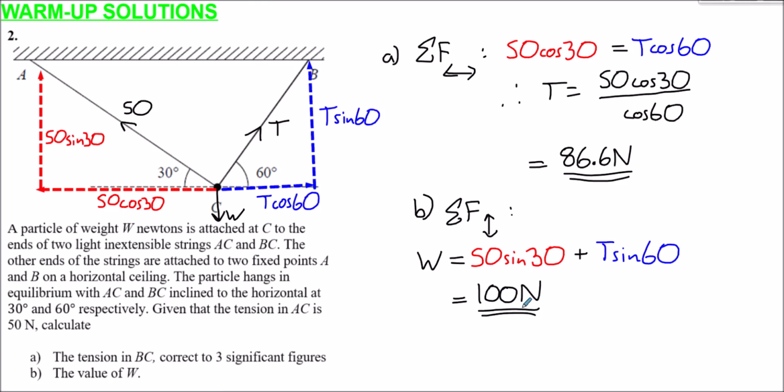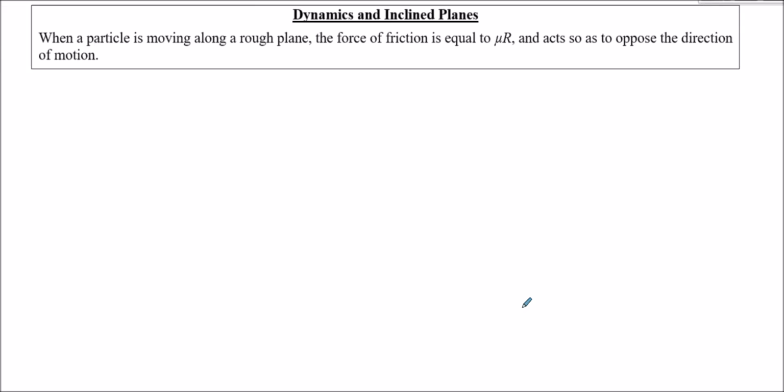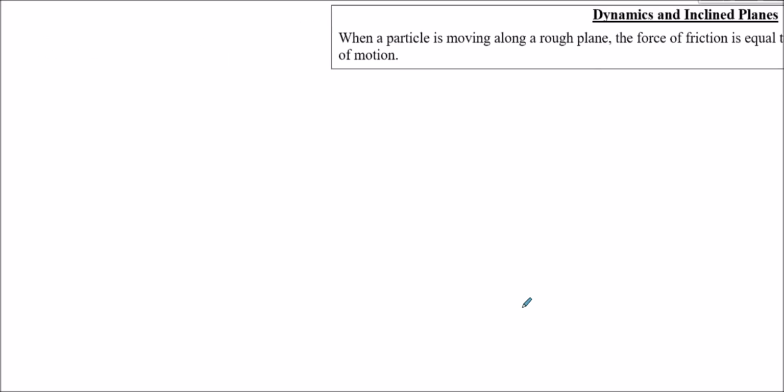So, let's get started with some questions on dynamic systems. Dynamics and inclined planes. A very simple piece of knowledge is that when a particle is moving along a rough plane, the force of friction is equal to mu R and will always act so as to oppose the direction of motion. So, let's have a look now at a worked example.